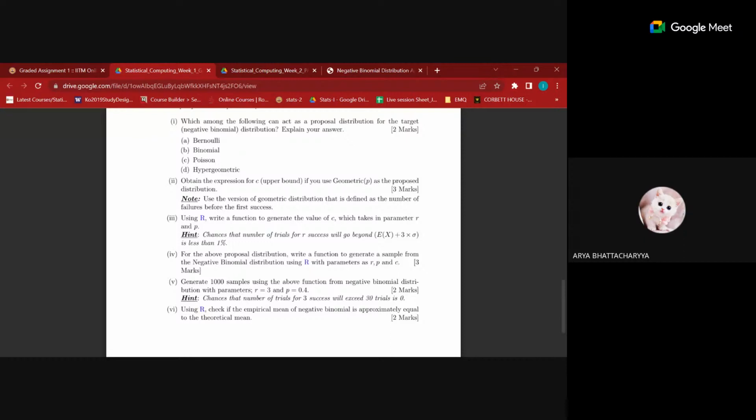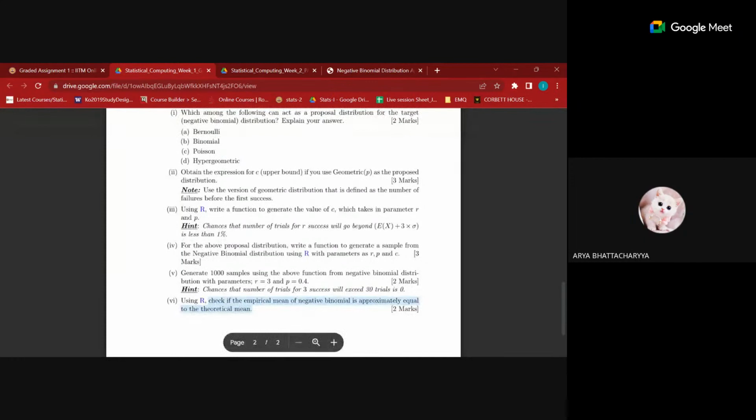Can you repeat your question once? If you look at the sixth part, it is saying that you have to check whether it is approximately equal to the theoretical mean. Usually when we do some kind of proving, like epsilon delta, we put a threshold value for that epsilon, so that if it falls within that epsilon we can say that it is approximately equal, otherwise it's not. So, is there something like that for these assignment questions, or is it just a broad understanding of things?